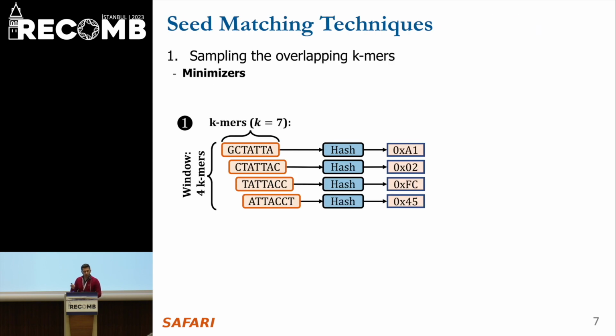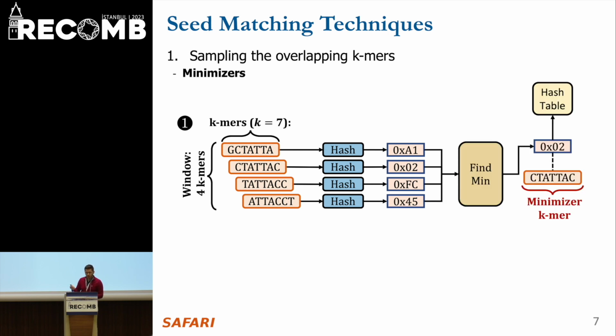There are multiple ways of performing seed matching. For example, instead of generating all overlapping k-mers from a reference genome, we can sample some of these. A very well-known method is called minimizers. Here we have a window of k-mers, and we can hash them, and then instead of picking all of them, we can just pick the one that has the minimum hash value and store it in a hash table, which will significantly reduce the search space to store these seeds in the hash tables without hopefully hurting the accuracy too much.